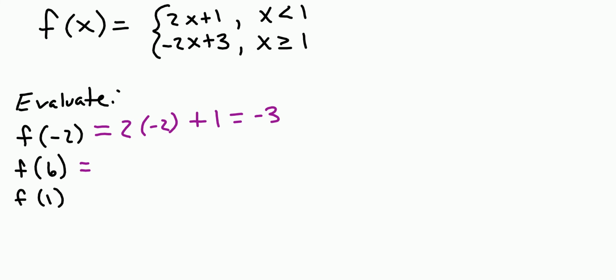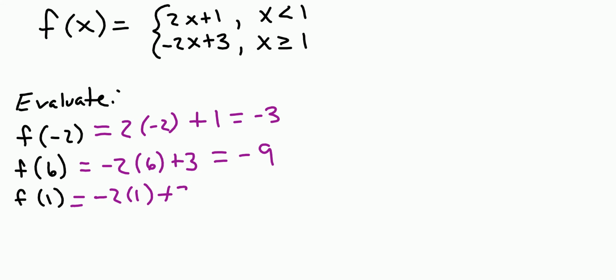Okay, 6 is greater than 1. We'll use this function. Negative 2 times 6 is negative 12, plus 3 is negative 9. Okay, 1 is equal to 1, so we'll use this function again. Negative 2 times 1 plus 3. Negative 2 times 1 is negative 2, plus 3 is 1.